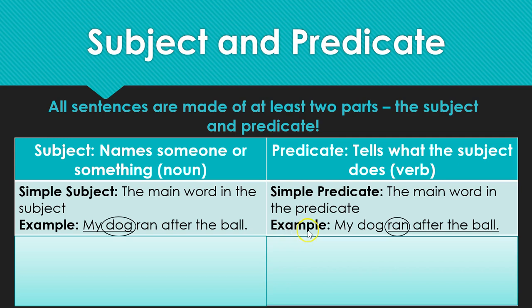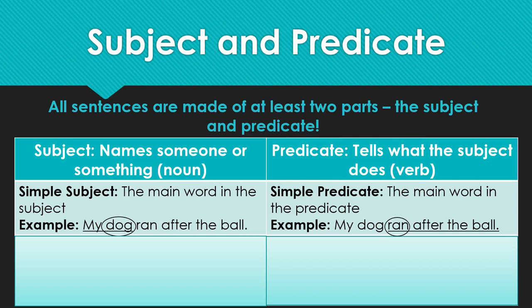We're going to use the same example. My dog ran after the ball. If we're looking for the verb, one of these words shows us action. We're going to choose the first one that shows us action. My dog ran. What the subject does. The dog ran. So we take the verb and everything after that. And that's going to be the simple predicate.